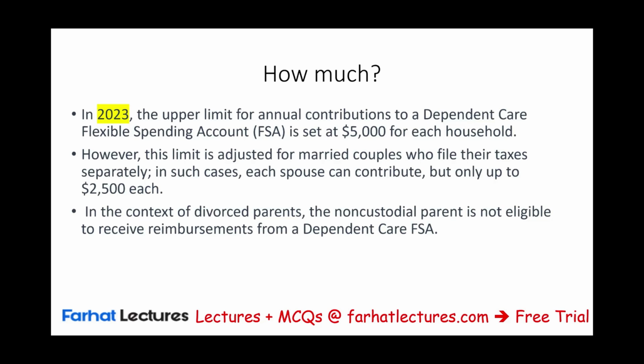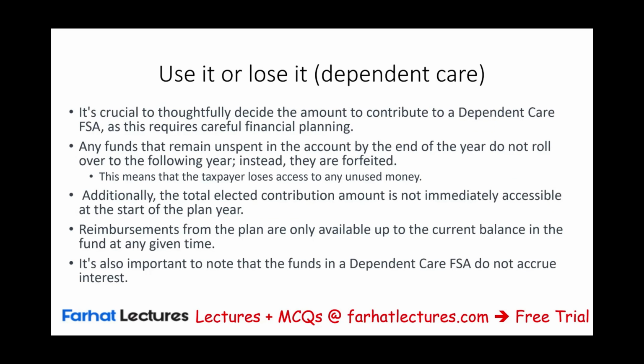Why? Because they're non-custodial. They're not taking care of that child. It's also important to note, and this is important, that the funds do not accrue interest. And reimbursement from the plan is only available up to the current balance. What does that mean? It means you have to pay first. So you have to fund the account, then use the money in the account to pay for the child care. The medical, you don't have to. It's available to you, but obviously you have to eventually make the payment. But for child care, you have to fund it first. Contribute, you have $300. Now you can pay that $300 to the child care services.